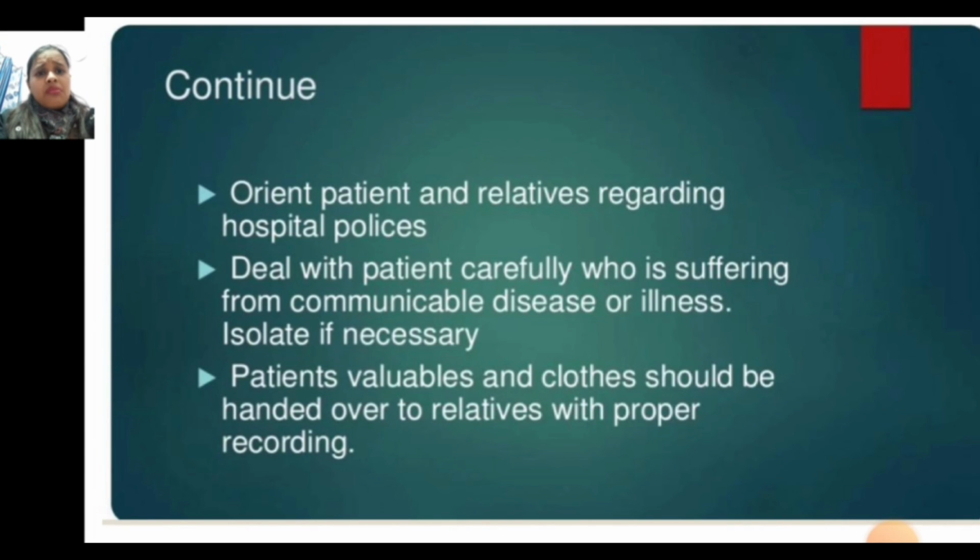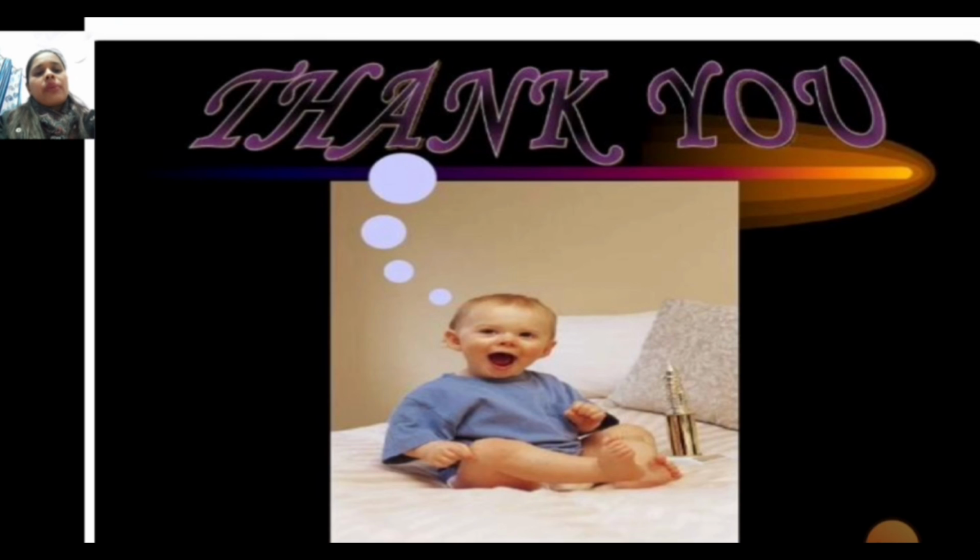Continue orientation of the patient and relatives regarding hospital policies. Deal carefully with the patient who is suffering from communicable disease or illness. Isolation if necessary. Patient's valuables and clothes should be handed over to the relatives with proper recording.